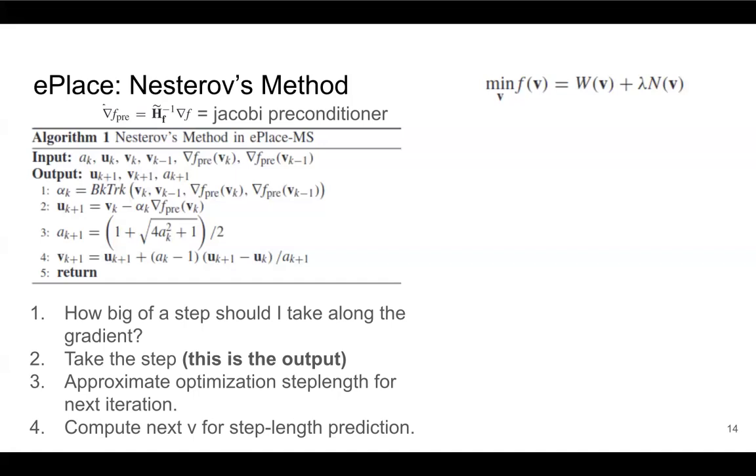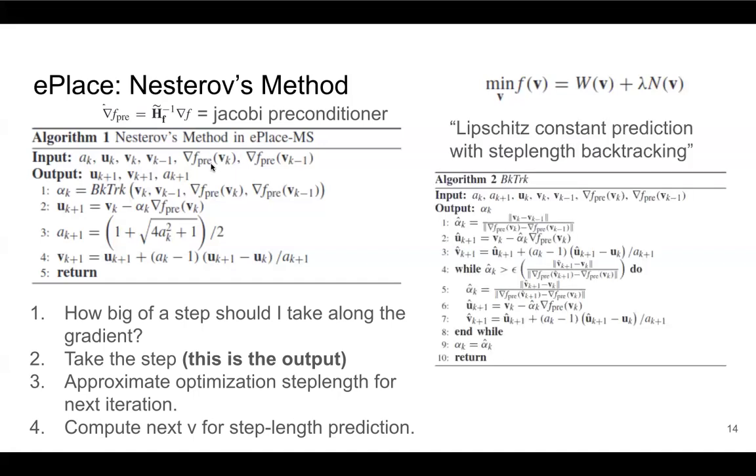This is just Nesterov's method, where they have made changes beyond just the preconditioner, which is just changing the input of the gradient. They also do this Lipschitz constant prediction with step length backtracking, which is actually really simple. This is the Lipschitz constant, or at least the inverse of it, which is just the difference in your gradient between the current position and the previous one, divided by the magnitude of the difference. And that's your Lipschitz constant, which they found the inverse of to be a good step length.